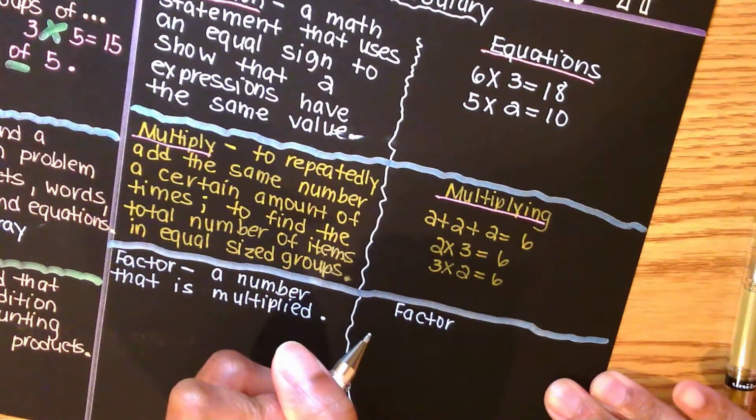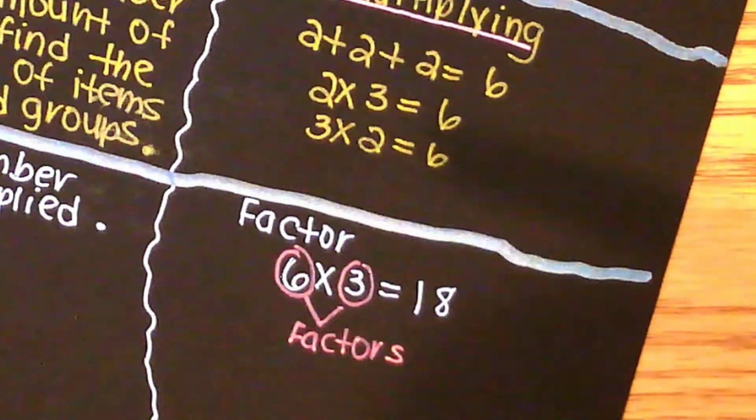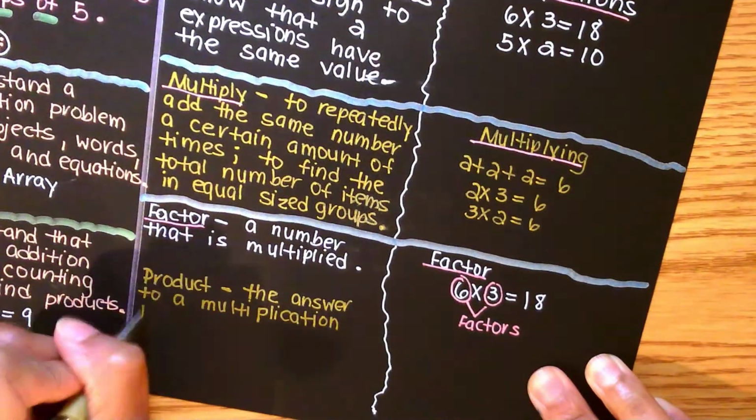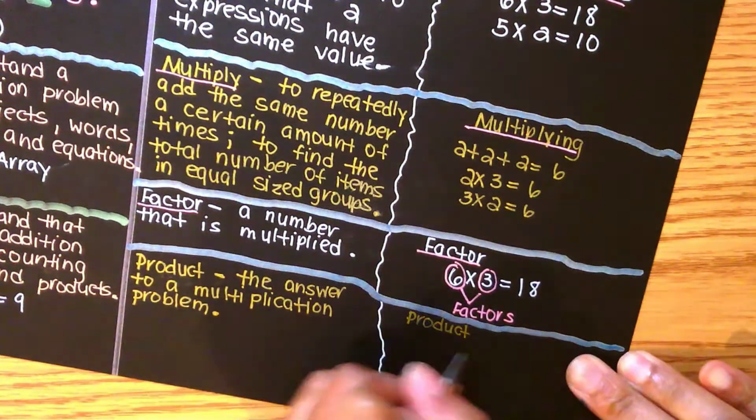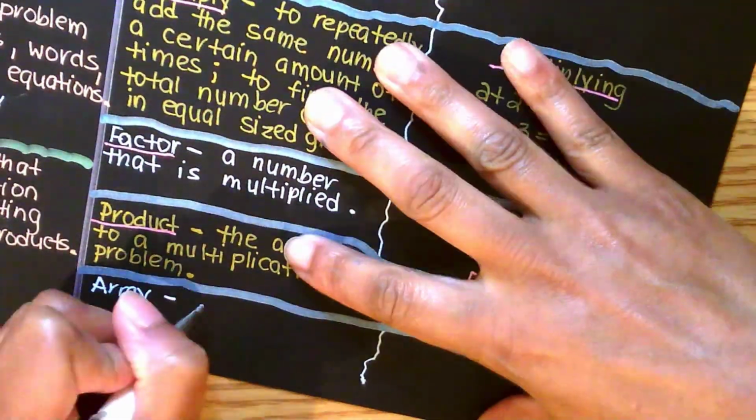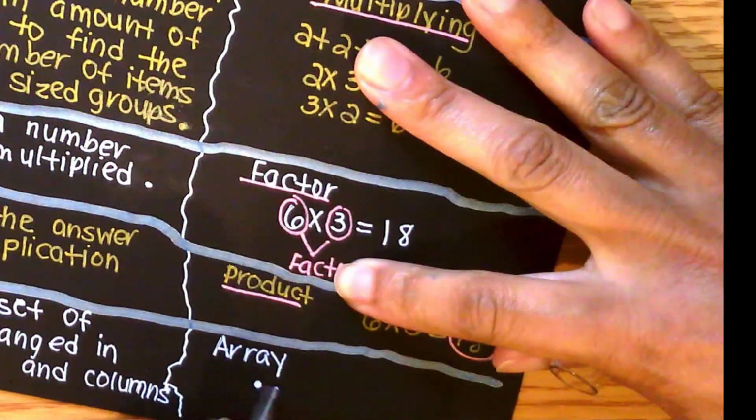In the equation 6 times 3 equals 18, the factors, or the numbers being multiplied, are 6 and 3. The product is the answer to a multiplication problem. In the equation 6 times 3 equals 18, the product is 18. An array is a set of objects arranged in equal columns and rows.